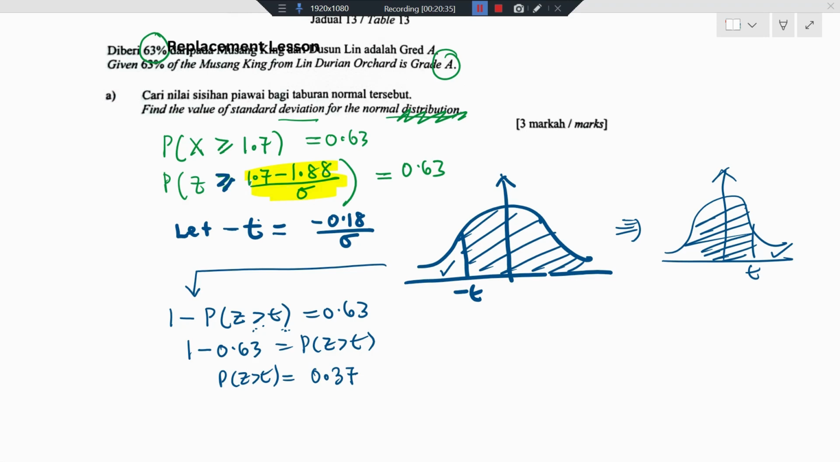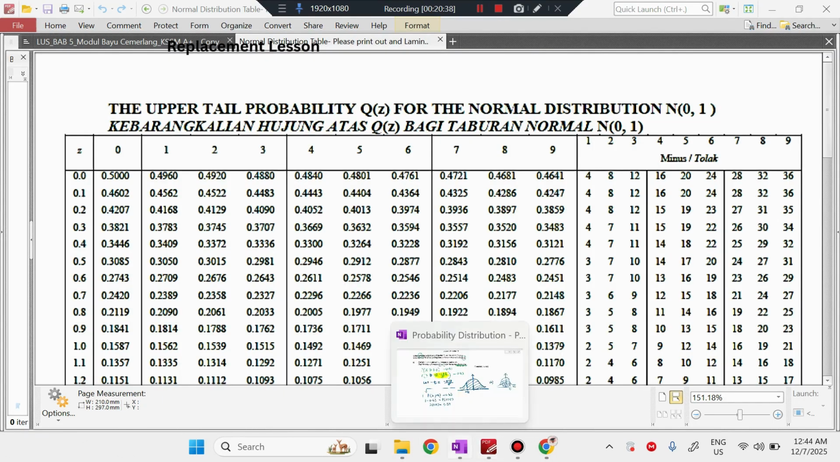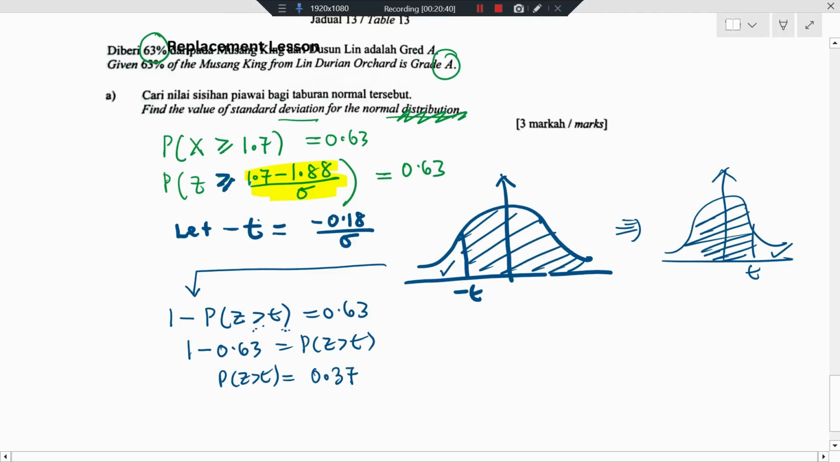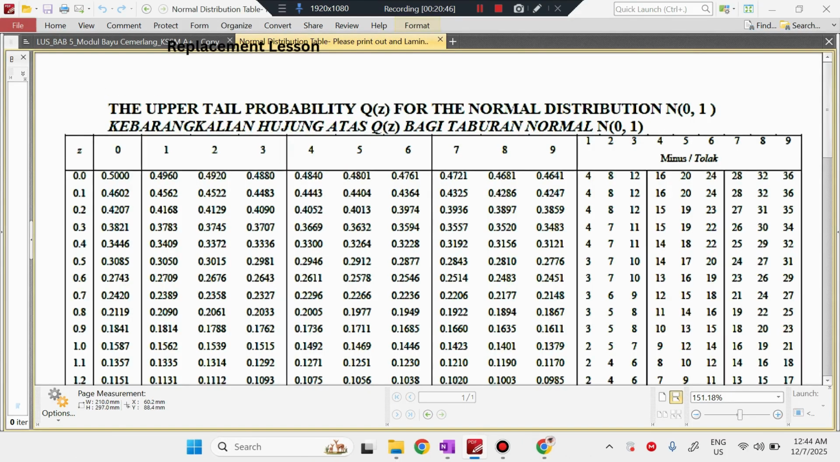Okay, right. Now we need the table. Okay, wait, let me load the table. Okay, the table is here. Now remember we are finding the T, not the probability. The probability we know is 0.37. So where is 0.37? Okay, let us find out.